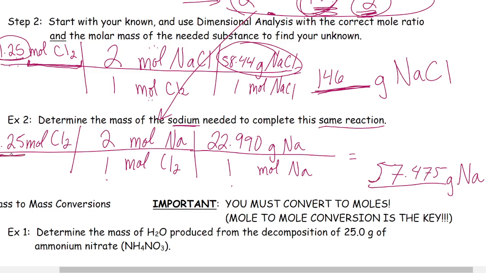57.475. And this one still has 3 sig figs, so I need my final answer to have 3 sig figs. So how would you write this? Perfect, 57.5 grams. Good?